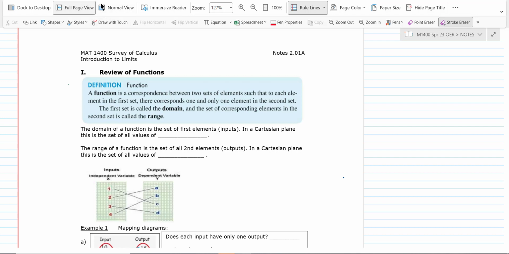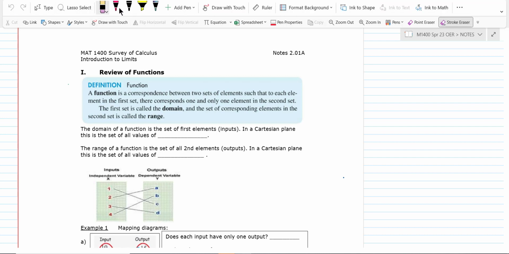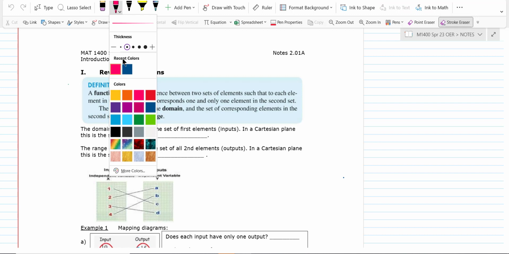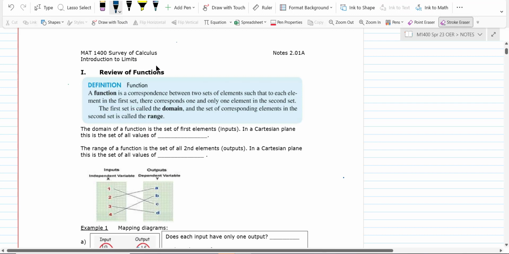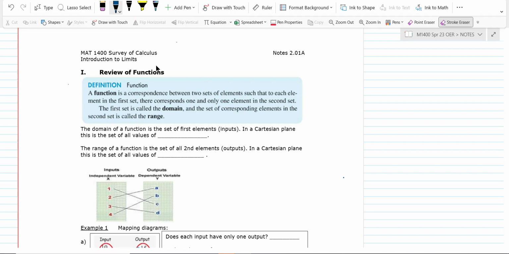All right, so to begin with, I'm just going to remind you of what the definition of a function is. A function is a correspondence between 2 sets of elements such that each element in the first set corresponds to one and only one element in the second set. The first set is the domain. The second set is the range. And I'll go through what we call mapping diagrams to help you understand visually what we mean by a function.